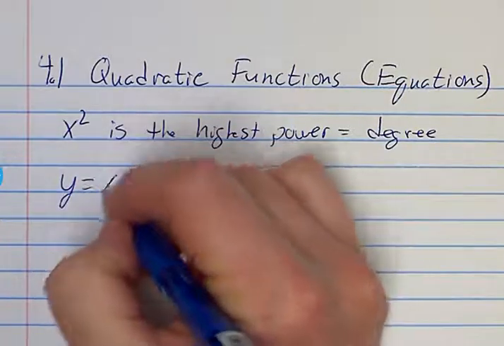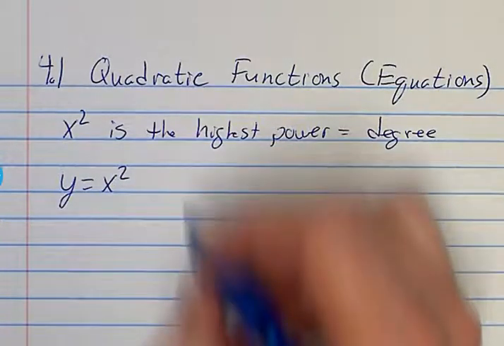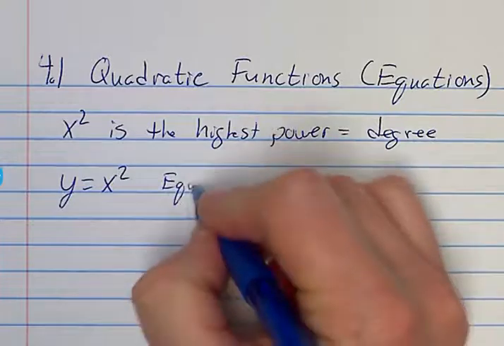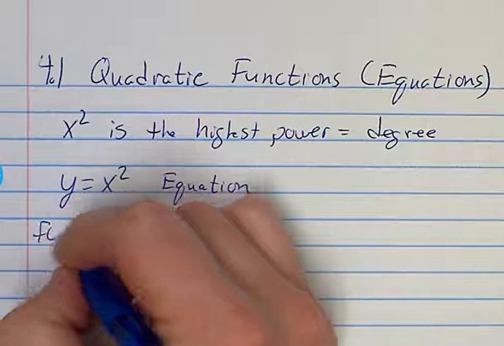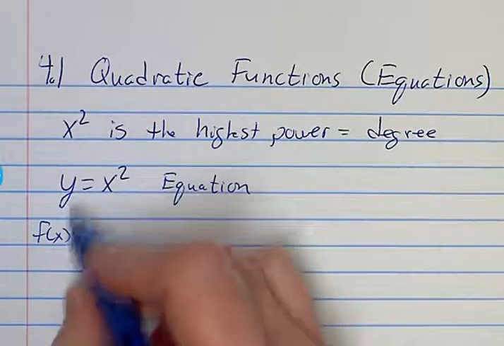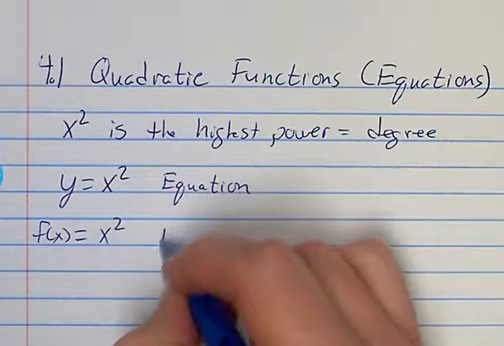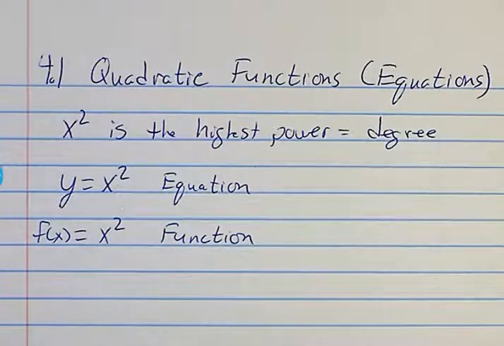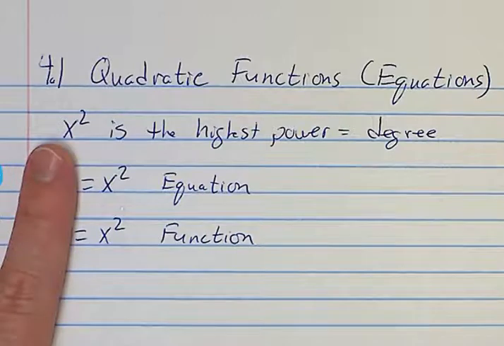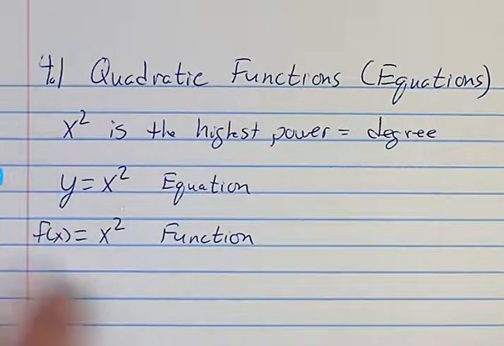And if we're talking about an equation, it's y equals x squared. Where if it's a function, the only thing that's different is instead of y equals, it's f of x equals. But the key thing is you're talking about x squared. And again, the left-hand side, whether it's y equals or f of x equals, that's just the notation of it. The biggest thing is that you have x squared there.